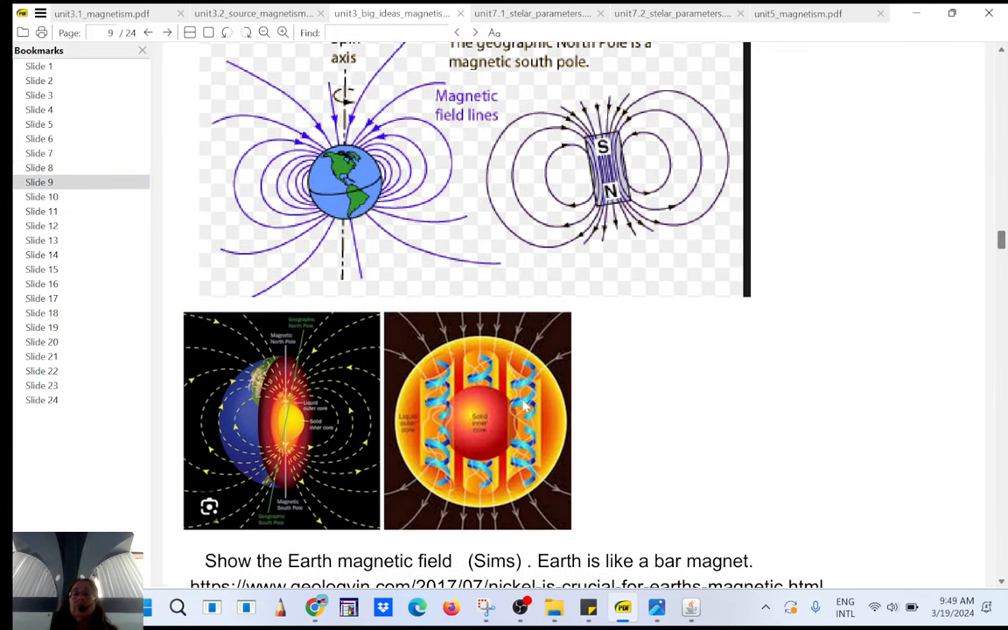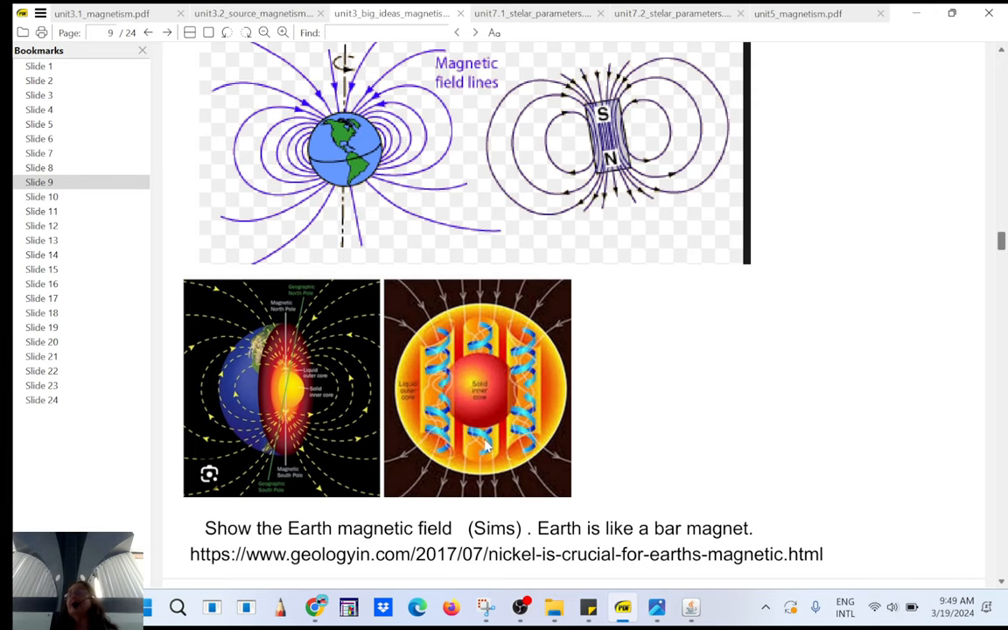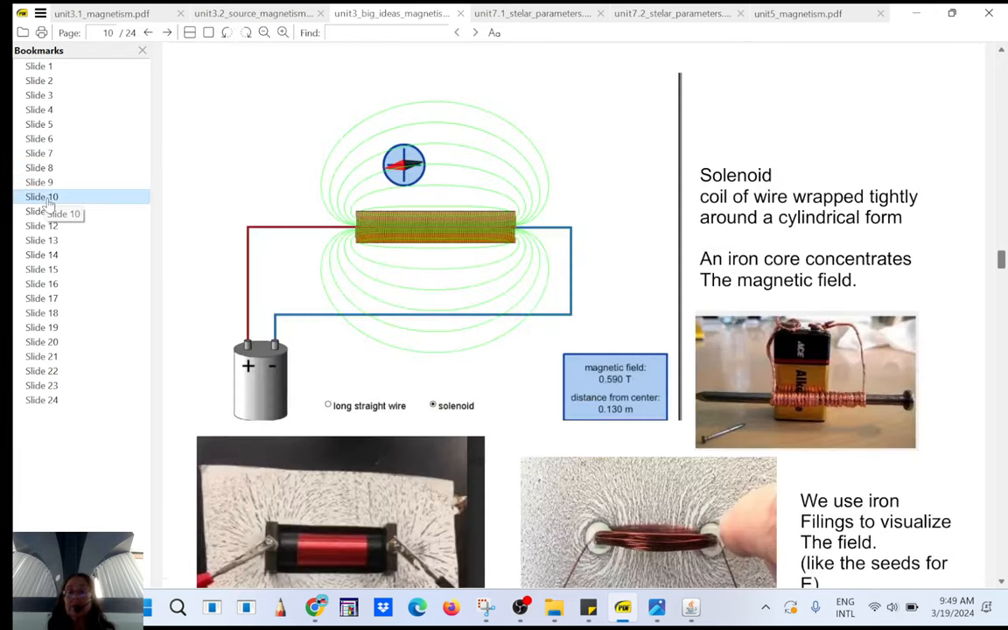So the source for magnetism is moving charges. In the outer core, you have some motion going on like this, so north will be at the geographic south. So this is in the outer core. I don't know if it's explained here, if it's nickel or iron, some type of ions.